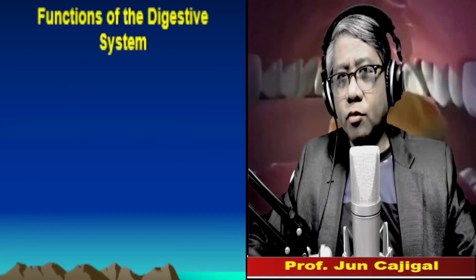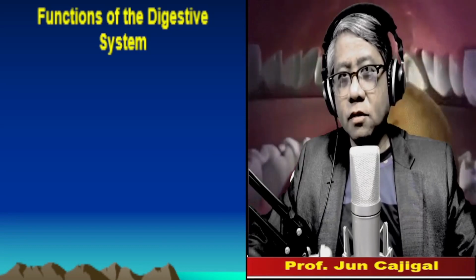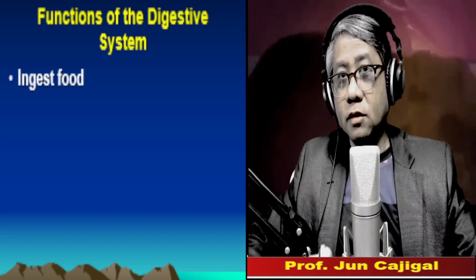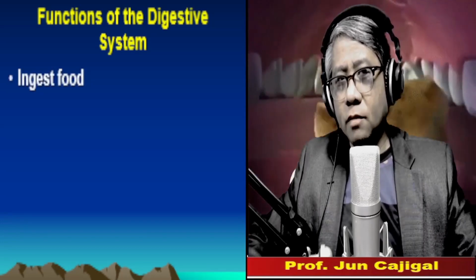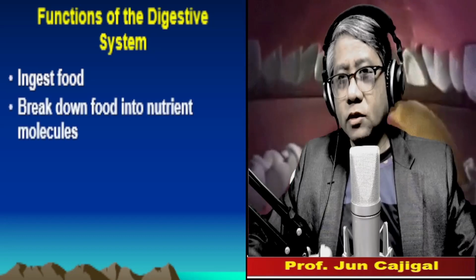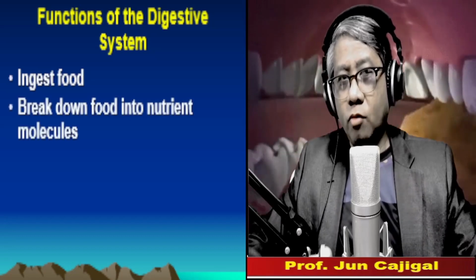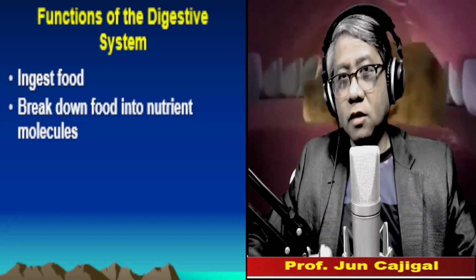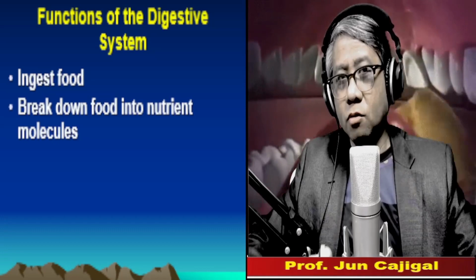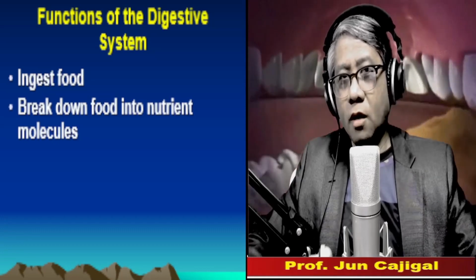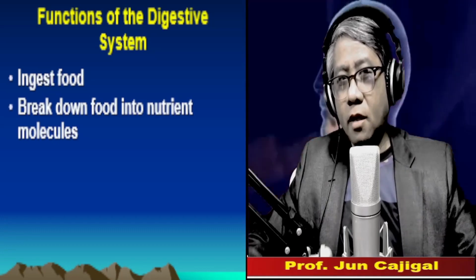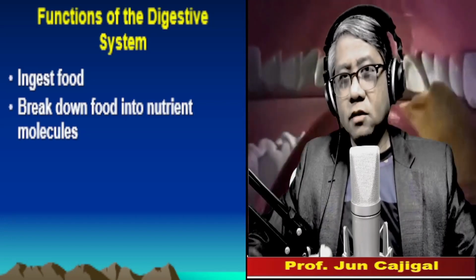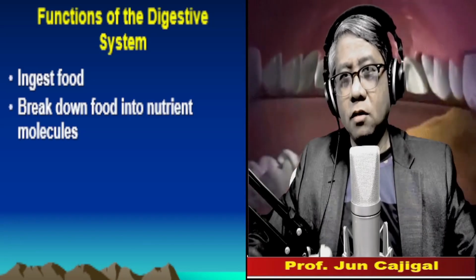One of the most important functions of the digestive system is to take in or to ingest food. Once food is taken in, that food must be broken down into its nutrient molecules. Carbohydrates are broken down into their smallest monosaccharide units like glucose, fructose, and galactose. Lipids are broken down into triglycerides, and proteins are broken down into amino acids. Amino acids are the building blocks of proteins.